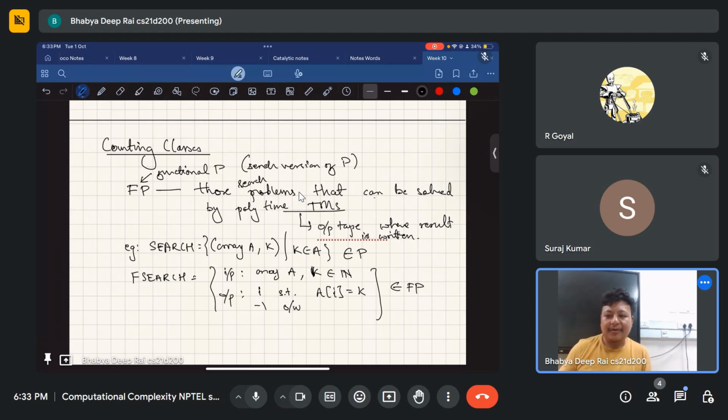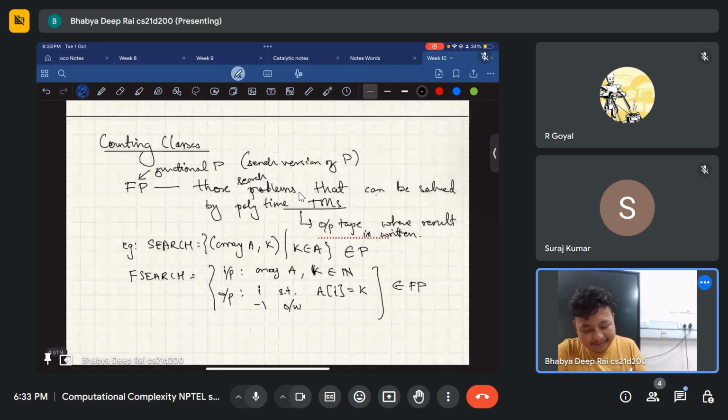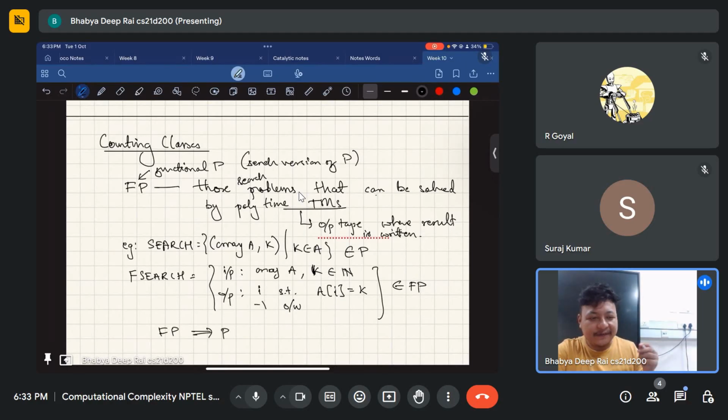So FP is very similar to P. Comparing FP and P is not very straightforward because they talk about different things. One is talking about yes or no, one is talking about outputting the answer. But of course, firstly, if you can do FP, then you can do P. If there is an efficient algorithm that can find a solution, then there is an efficient algorithm that will tell you the existence of a solution also.